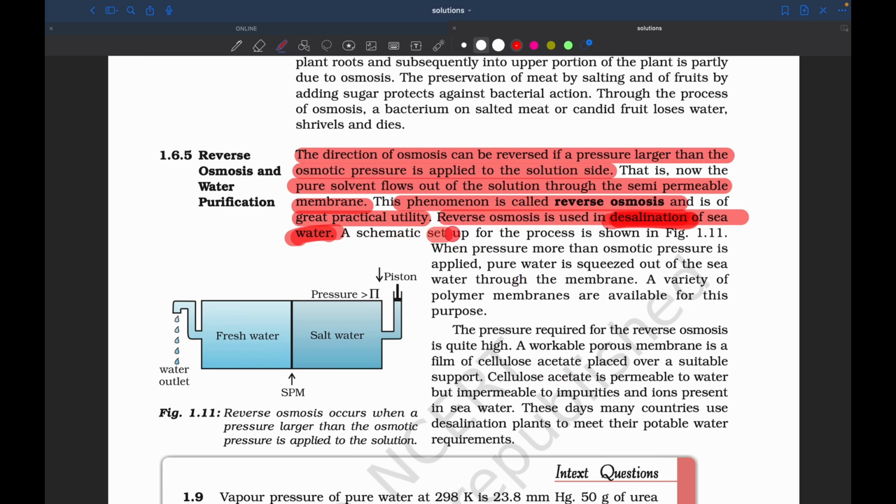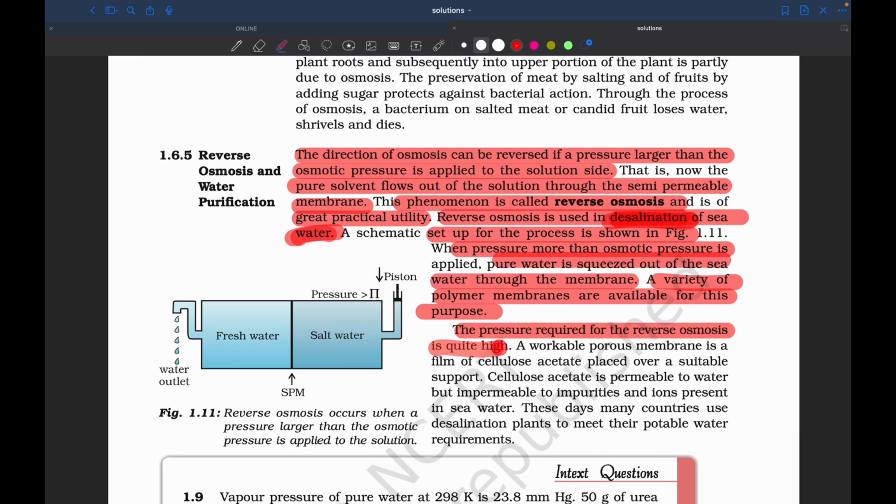A schematic setup of the process is shown here. When pressure more than the osmotic pressure is applied, the pure water is squeezed out of the seawater through the membrane. So a variety of polymer membranes are available for this purpose, right? The pressure required for reverse osmosis is quite high.